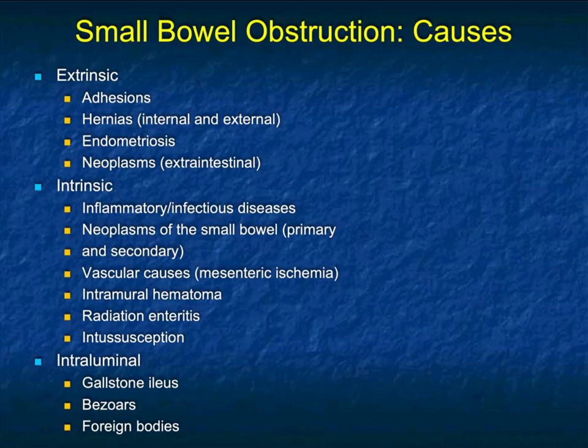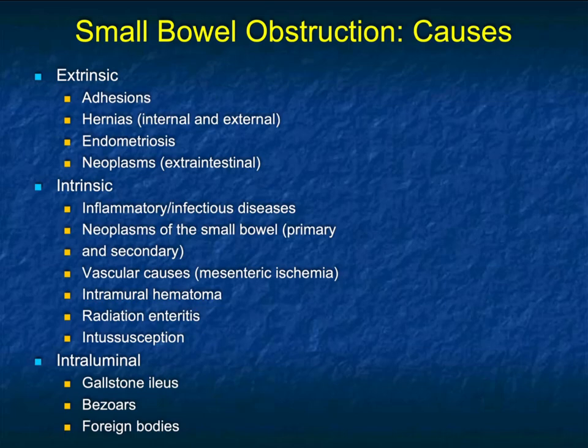Now, if you ask me what the causes of bowel obstruction are, they're too numerous to list, and I tried to list as many as I can put on one slide. From extrinsic, the common adhesions, we'll look at hernias, both internal and external hernias, things like endometriosis with implants or tumors that involve the bowel secondarily, like a retroperitoneal sarcoma. We talk about inflammatory or infectious disease. We talk about small bowel tumors, both primary as well as metastatic. We talk about ischemia. We talk about hematoma.